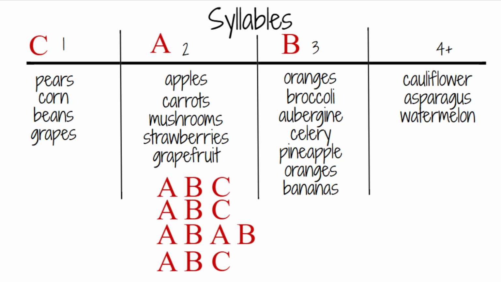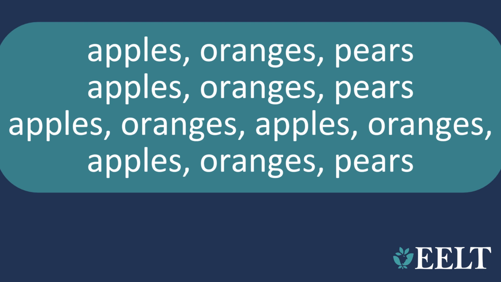our chant would sound like this. Apples, oranges, pears. Apples, oranges, pears. Apples, oranges, apples, oranges, apples, oranges, pears. You can chant now with claps, clicks, taps, body percussion. Keep it rhythmic. It's a 4/4 drum beat. The learners feel the language physically and that helps them remember it.